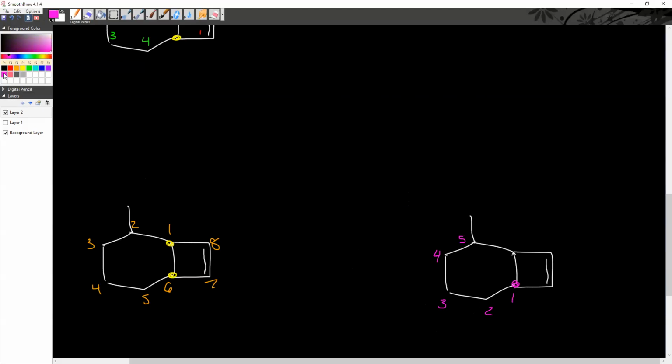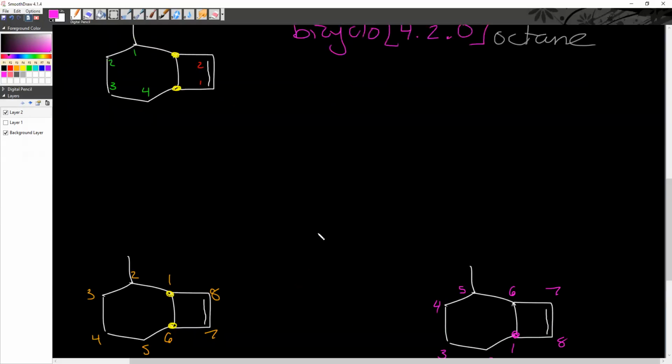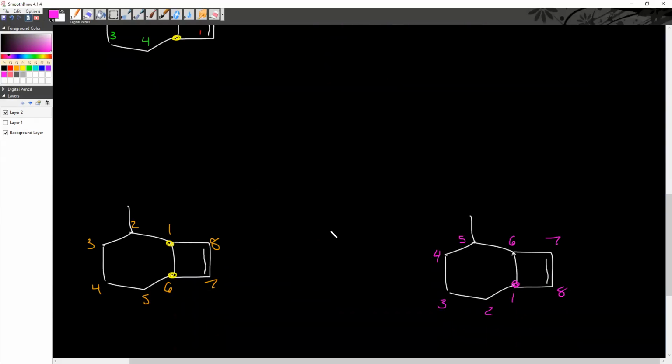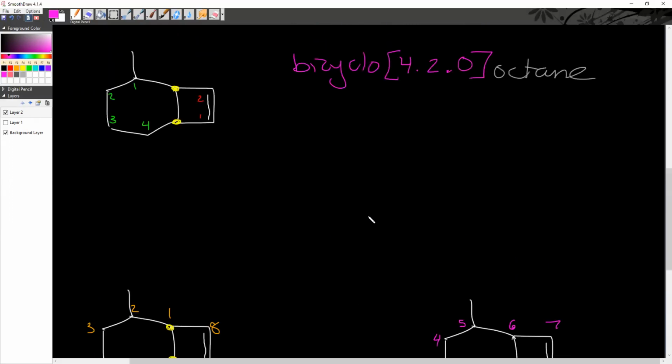What is pink? 6, 7, 8. No, it doesn't. Okay. Even if it did, it would not matter, because we're numbering the larger side first. So we only care about what the numbers are going to be on the larger side, and everything else that comes on the smaller side is just extra. That's all we care about.